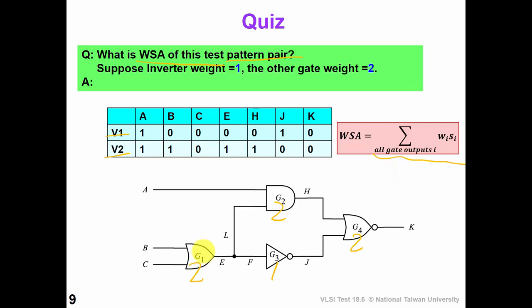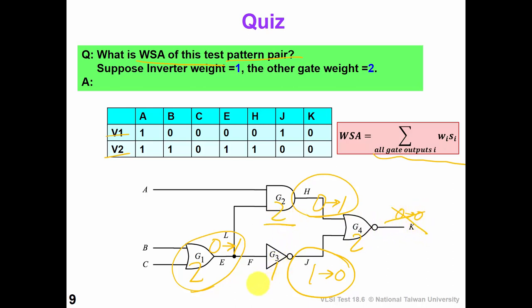Okay, are you finished? The output of gate G1E is changing from 0 to 1, so we have a toggle here. And the H also, we have a toggle here. And the J is changing from 1 to 0, so we also have a switching activity. However, K is not switching, so there is no switching activity. So if we do this summation, then we can know that WSA is equal to 5. Have you got it correctly?